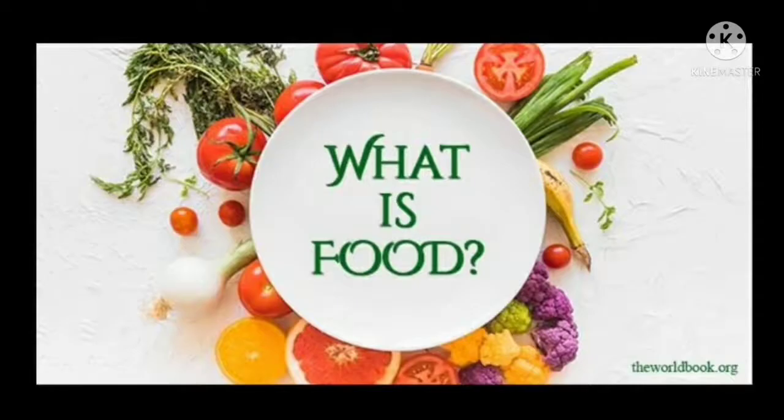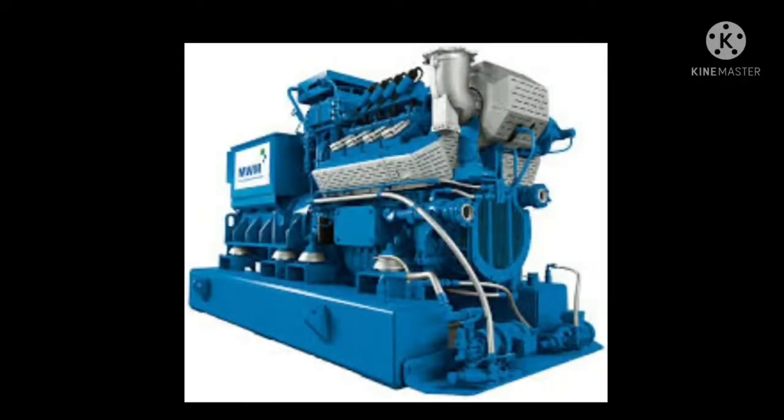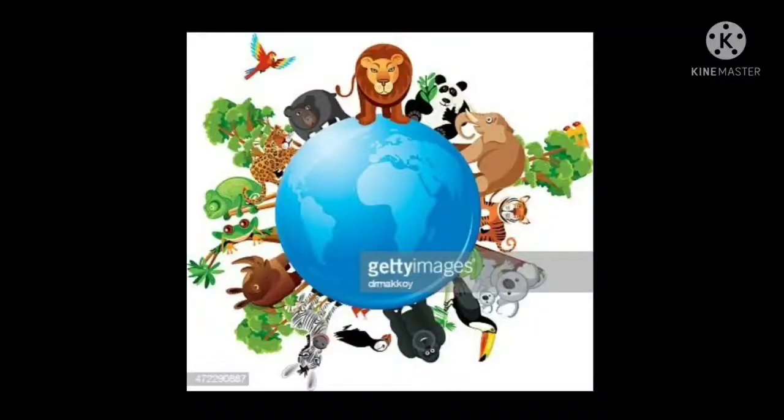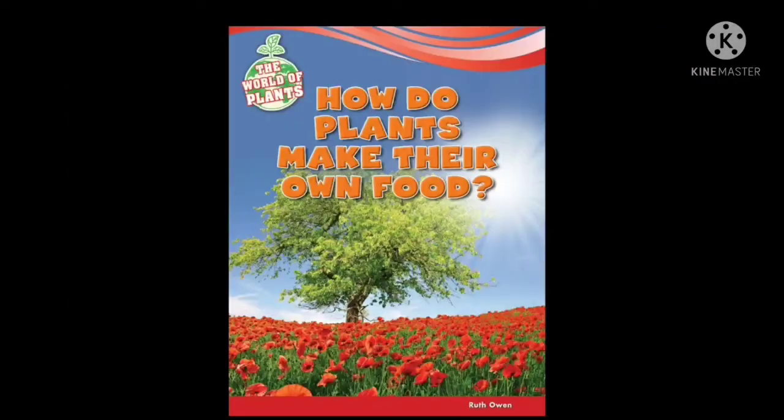But what is food? Food is a fuel for any living organism, like an electric machine runs by electricity or petrol, diesel. In a similar way, any organism on the earth needs food to live. Like we eat a lot of vegetables, we drink milk, and we get a lot of energy from these foods. Similarly, how do plants make their food? In this lesson, we are going to study how plants make their food.